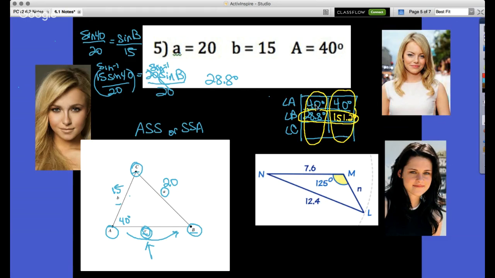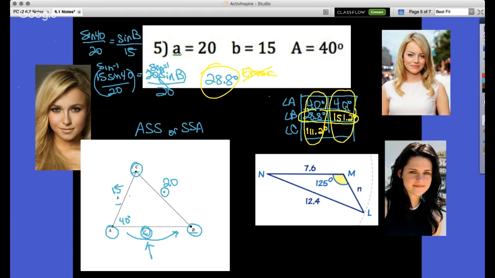The next thing I do is I take 40 plus 28.8, which is 68.8, and I subtract that from 180, giving me 111.2. Again, I would have no triangle if at this spot with 28.8 it gave me an error. If it gave me an error, then that means that there is no triangle, just a heads up. But since it did, we have one at least. Question is, does it have two?